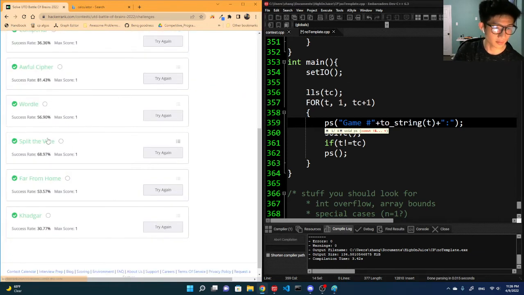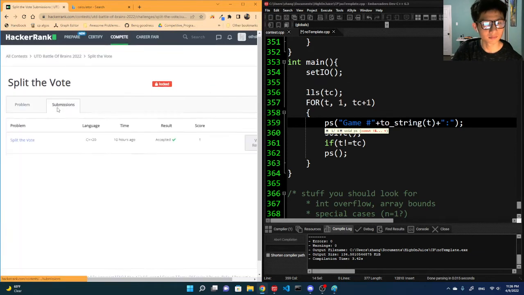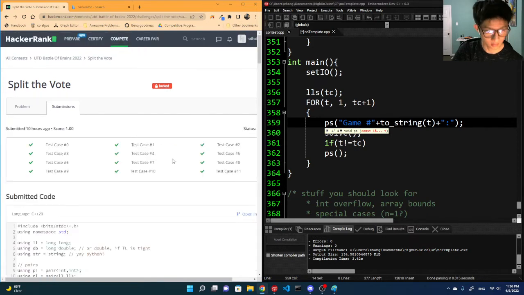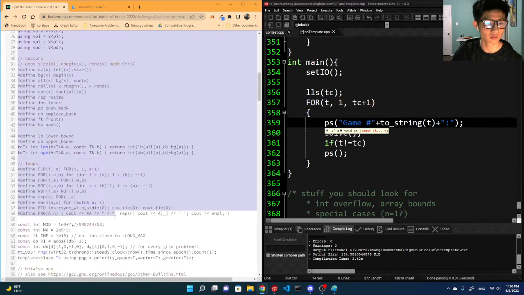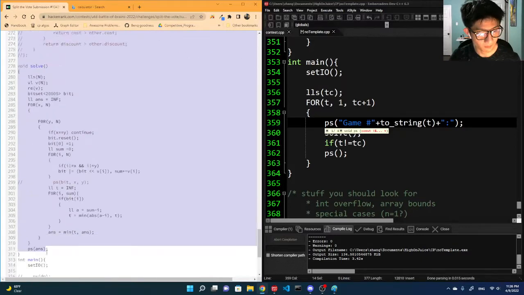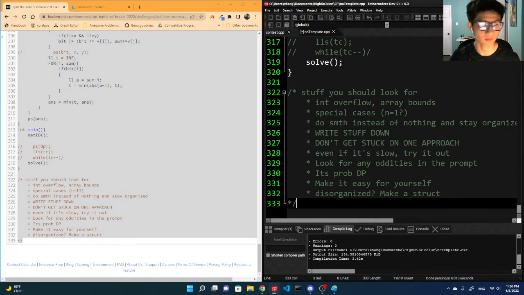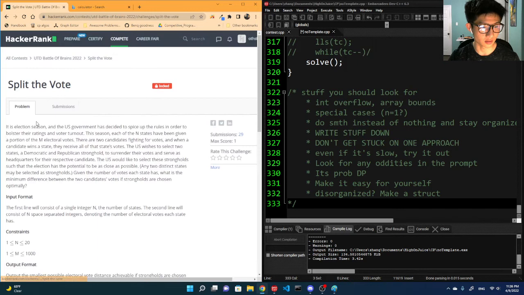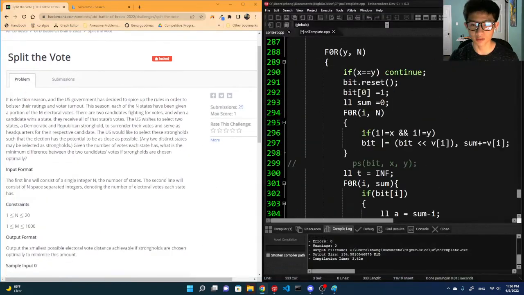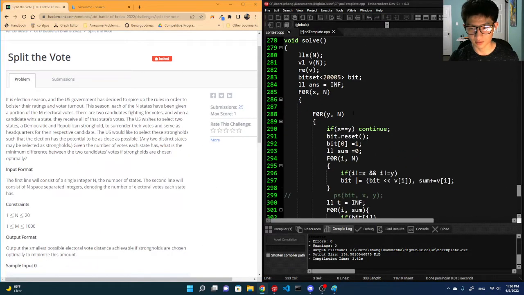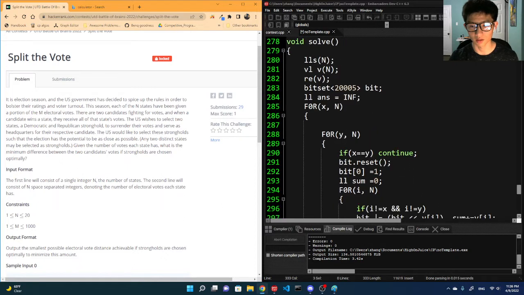That was probably my least favorite. Split the vote was pretty interesting. Let's see what we got here. So split the vote, I did as well. It kind of goes like this. So I use bit set. You really don't have to do that.